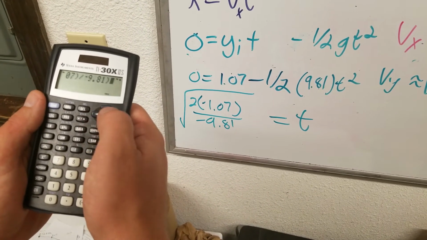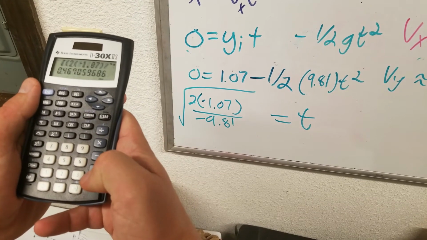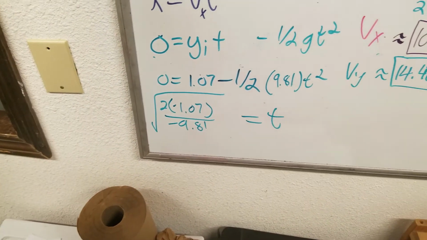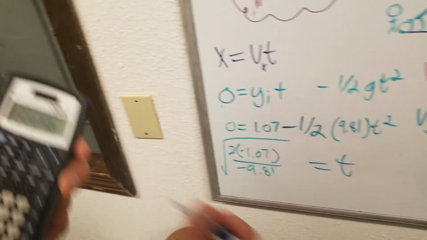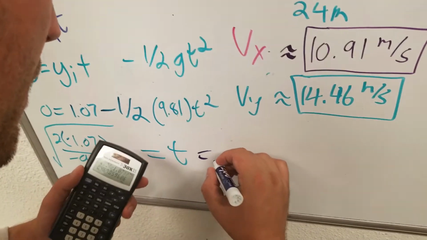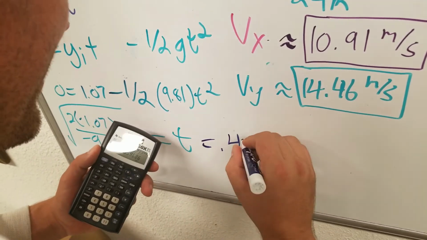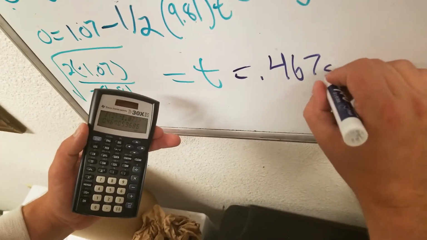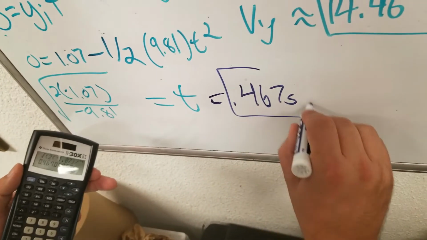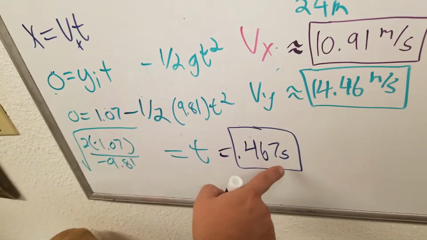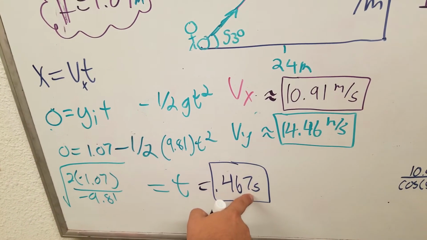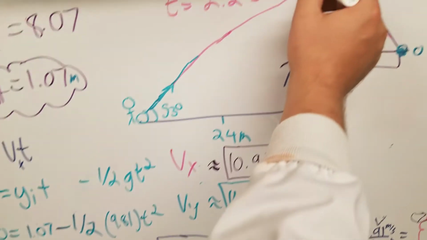You know what it is? I just used one too many brackets. And we get 0.467 seconds, right? So time equals 0.467 seconds. Okay, so we have a time. Now remember what I said. This is what we're looking for. This is not what we're looking for. We can use this time. Now we know how long it takes to hit the ground.